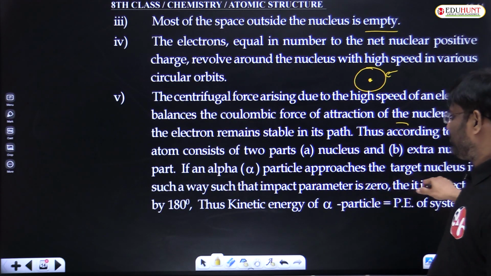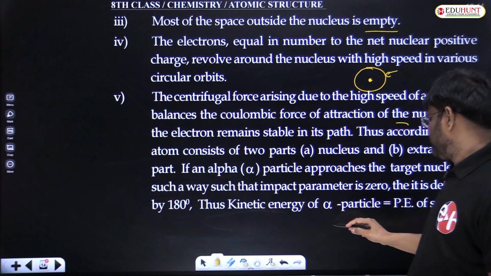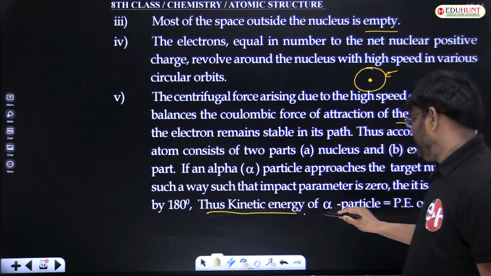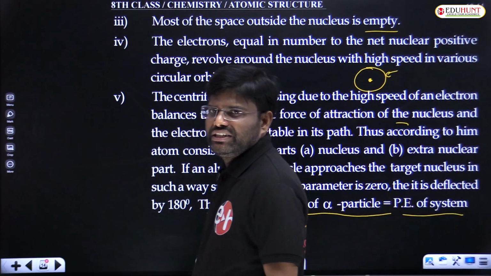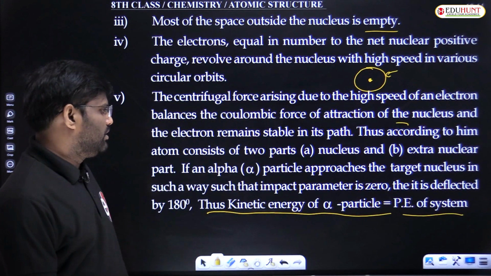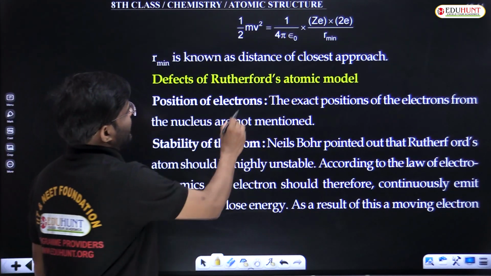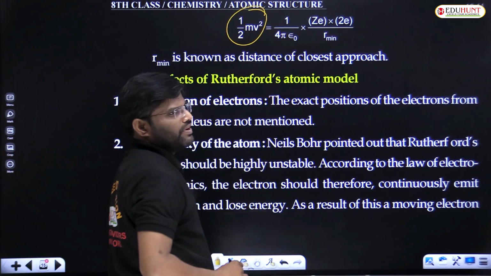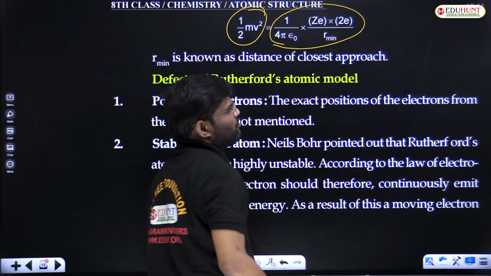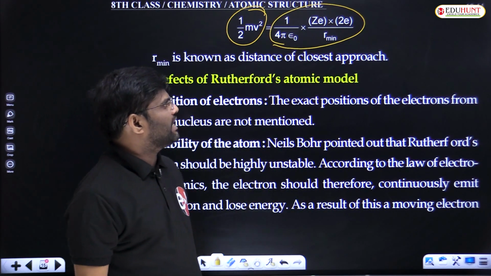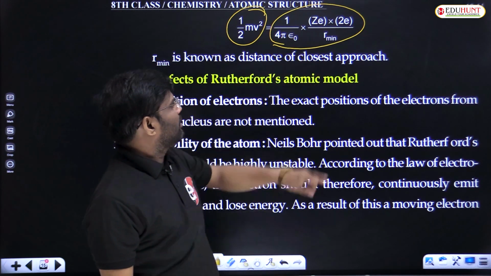If the alpha particle approaches the nucleus in such a way that the impact parameter is 0, it is deflected by 180 degrees and bounces back to the same place. Then the kinetic energy of the alpha particle is equal to the potential energy of the system. The kinetic energy is half mv squared, and the potential energy is 1 by 4 pi epsilon naught into Ze into 2e by r.